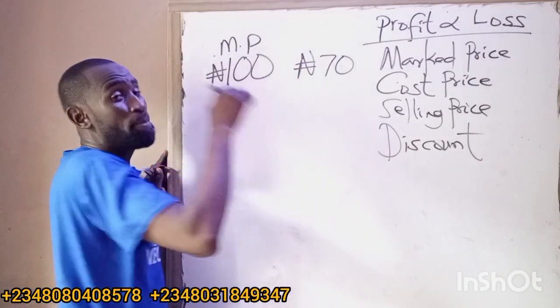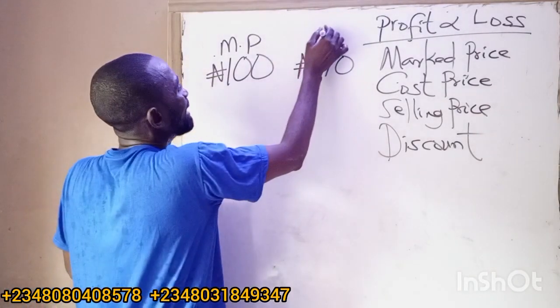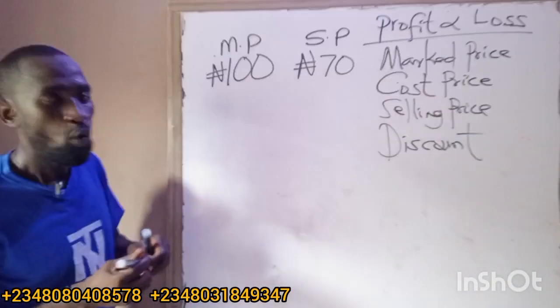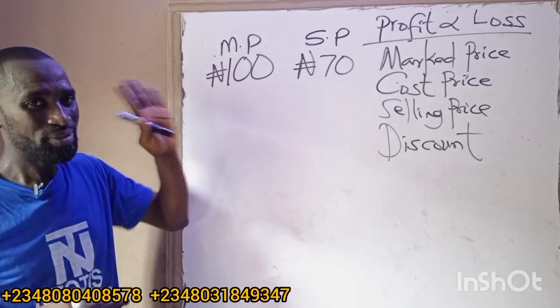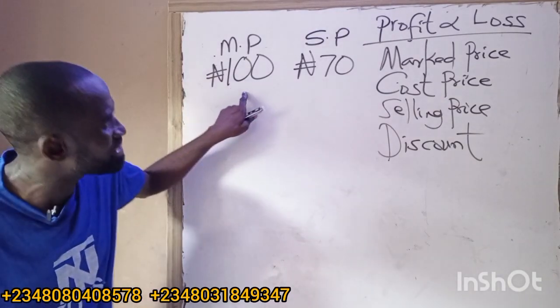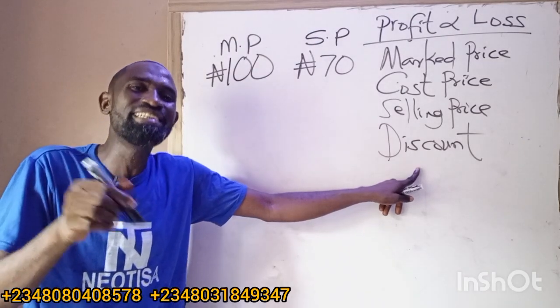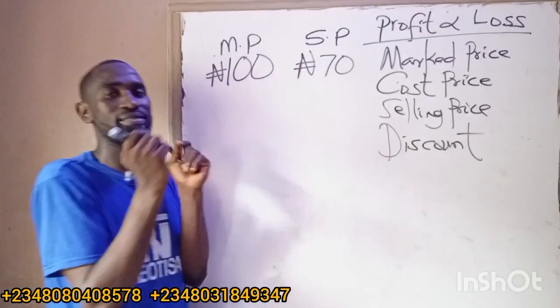Because of strong bargaining power by my customer, I ended up selling the marker for 70 naira. So this is the selling price. What is the difference? That is 30 naira. So the difference between the mark price and the selling price is the discount. So discount is the reduction in marked price.